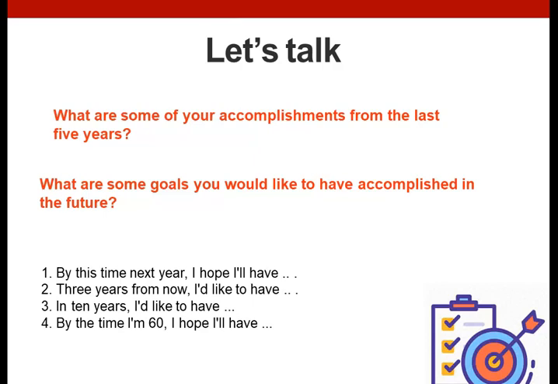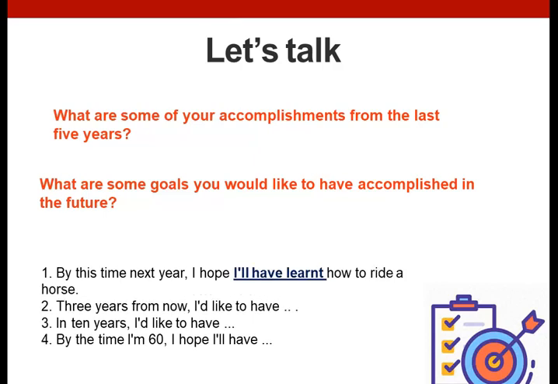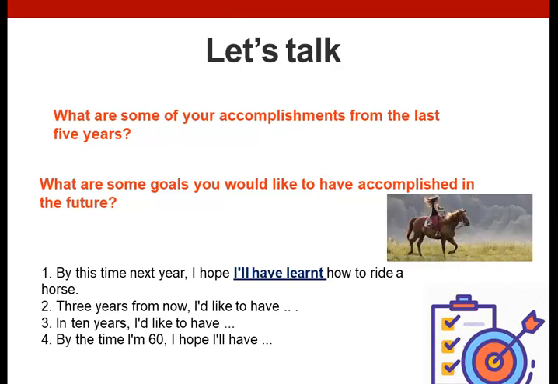So think about your results or think about your examples that you wish you could have accomplished by this time in the future. My results or my possible examples. By this time next year, I hope I'll have learned how to ride a horse. I'm using here future perfect. I'll have learned. Will plus have plus the third form of the verb or past participle, learned.